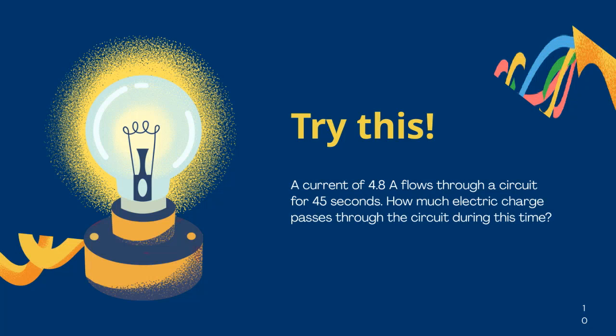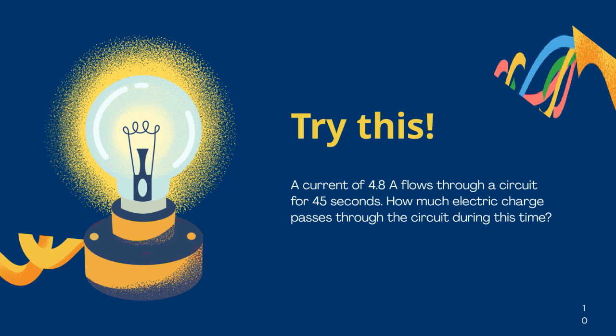So, in this slide, we're looking at a circuit where a current of 4.8 amperes is flowing. Now, the key here is understanding what this current represents, essentially, how much charge is moving through the circuit each second. Since we're given the current value and the duration of 45 seconds, we can figure out the total charge that passes through the circuit during that time.